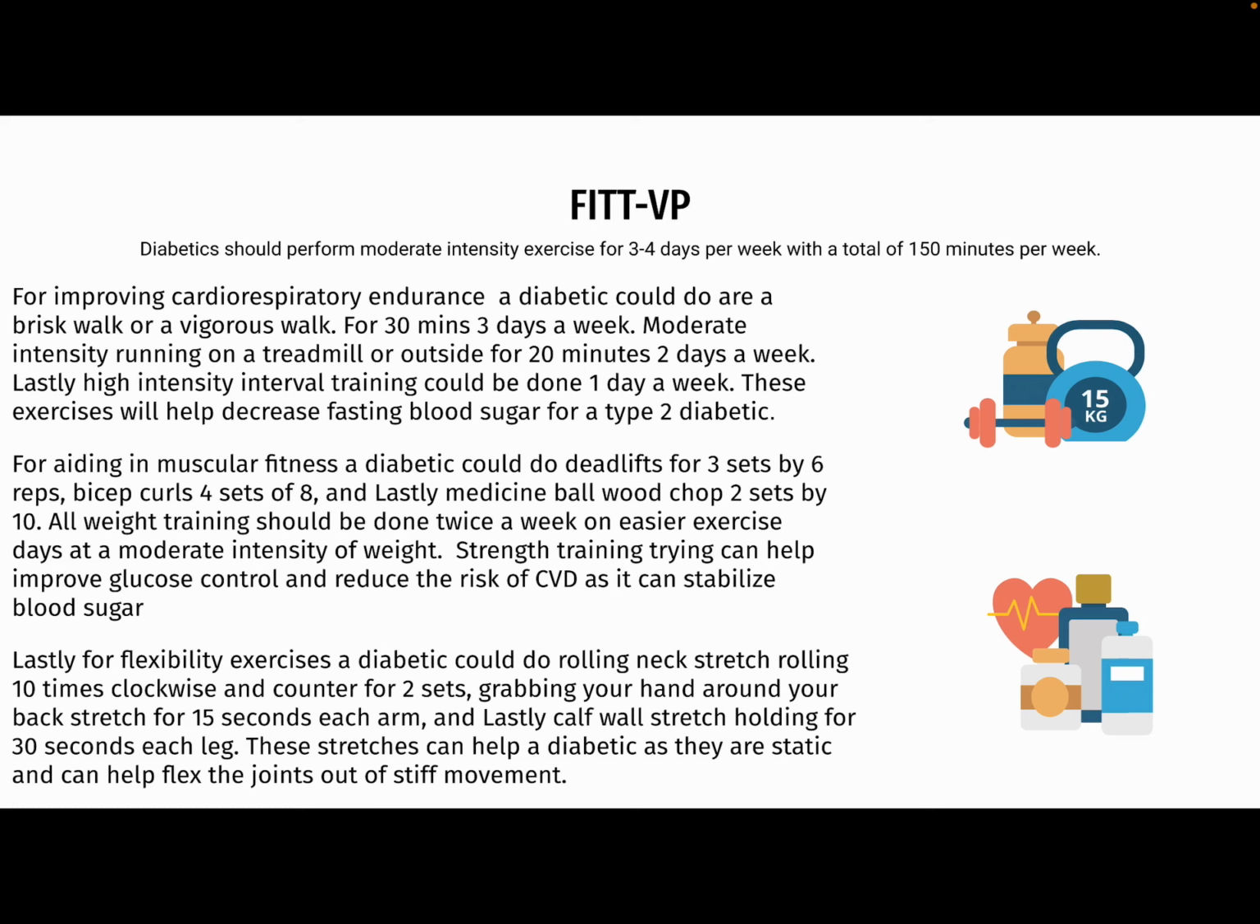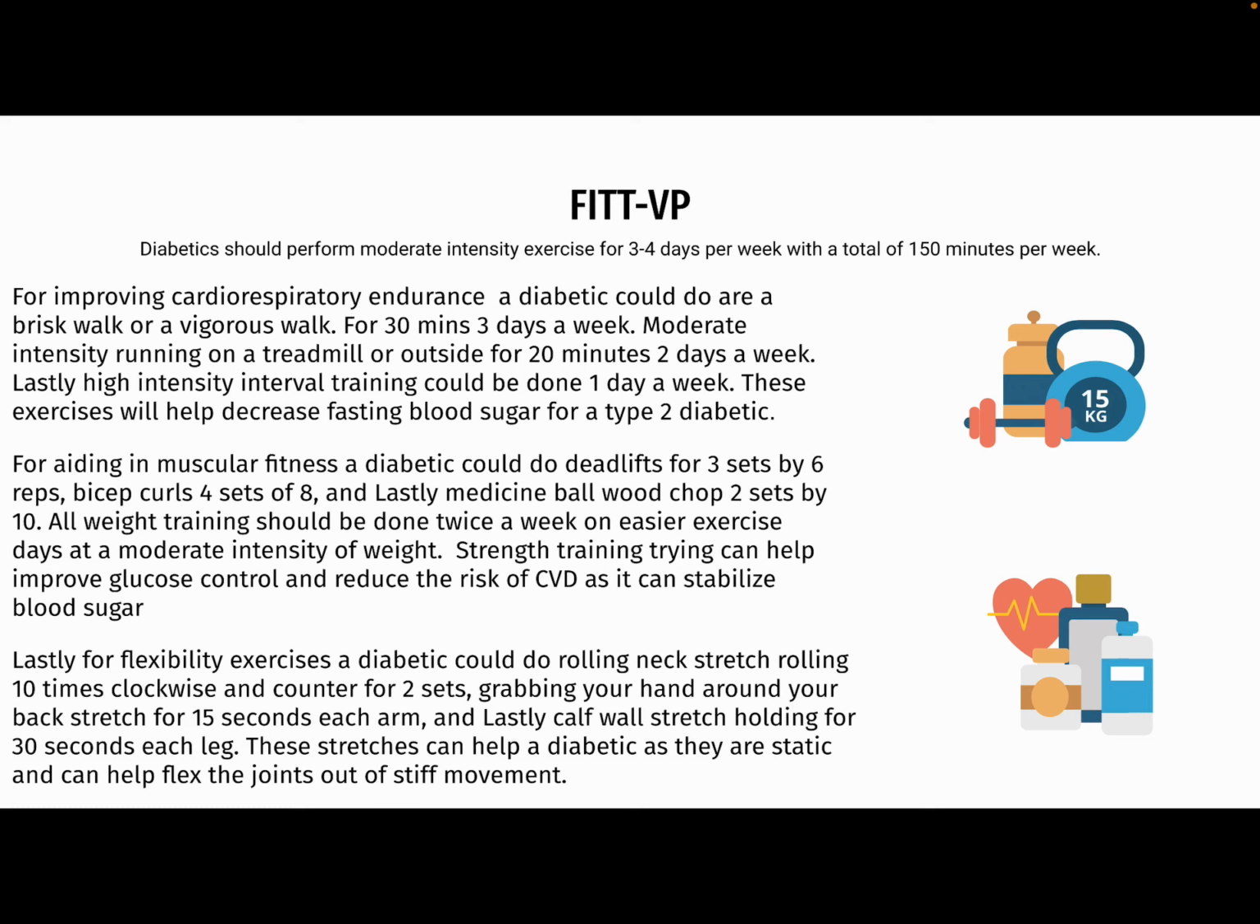For aiding in muscular fitness, a diabetic could do deadlifts 3 sets by 6 reps, bicep curls 4 sets by 8, and lastly, medicine ball wood chop 2 sets by 10. All weight training should be done twice a week on easier exercise days at moderate intensity of the weight.